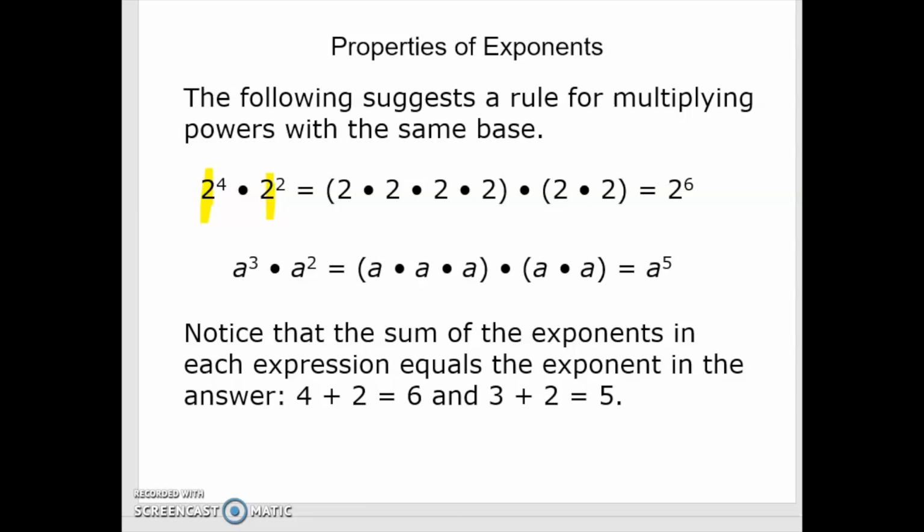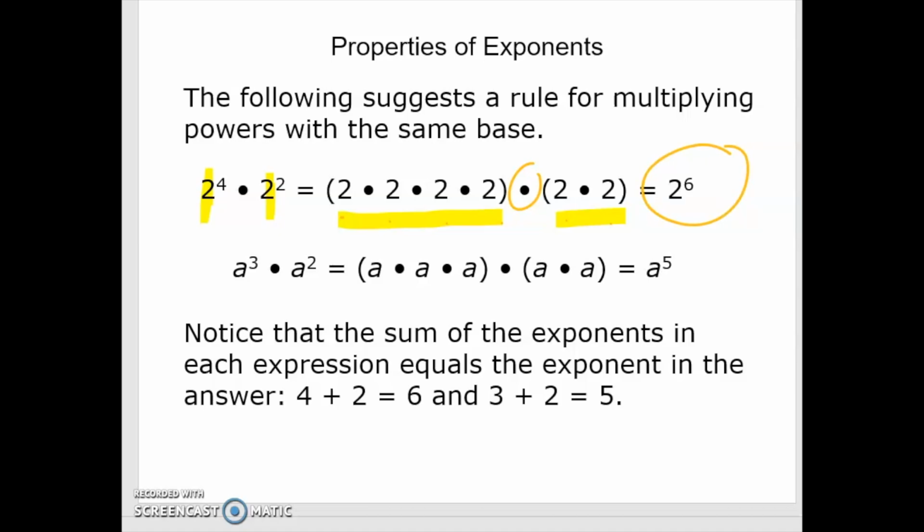So when we have 2 to the 4th, that means 2 times 2 times 2 times 2. And when we have 2 to the 2nd, that means 2 times 2. And essentially what we're doing is we're just multiplying these two things together. So what we can see is that we have 1, 2, 3, 4, 5, 6 2s. So 2 to the 4th times 2 to the 2nd is the same thing as 2 to the 6th.